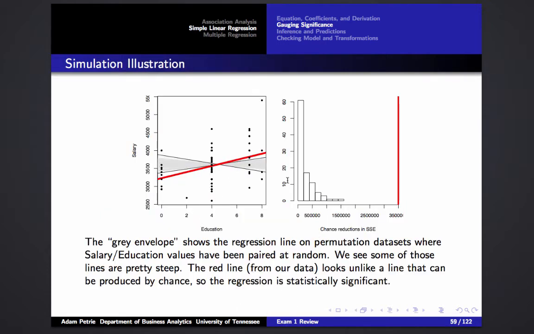So we've looked at this simulation here. Here's the relationship between salary and education. The red line is our least squares regression line. And to determine whether or not our regression is statistically significant, we want to know, well, okay, do we predict any better than the naive model?